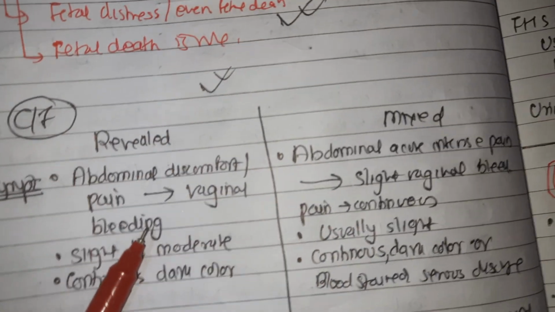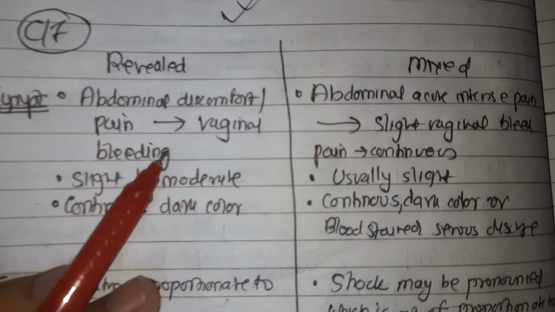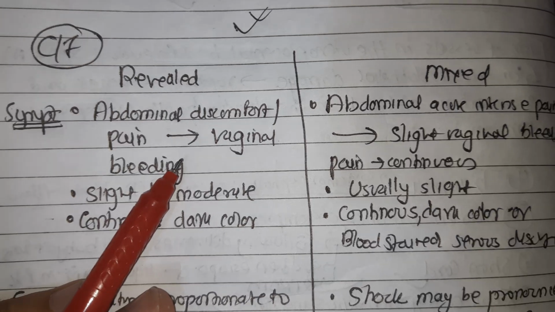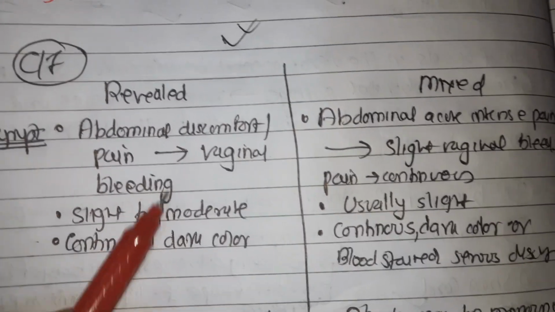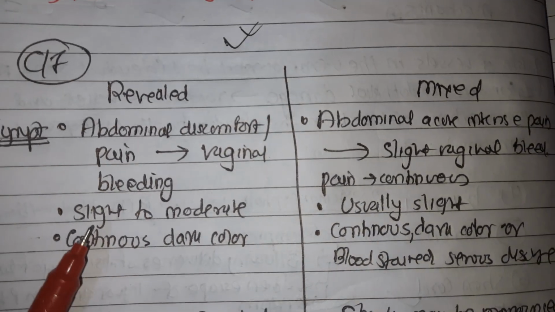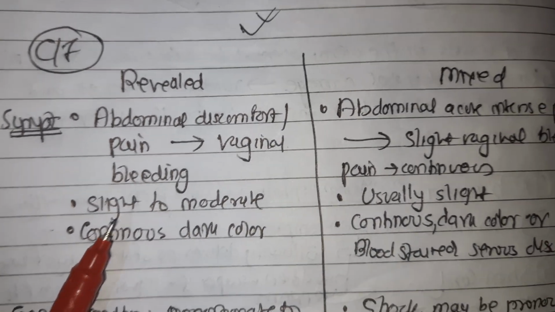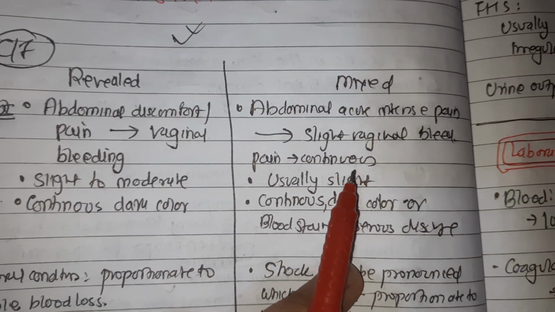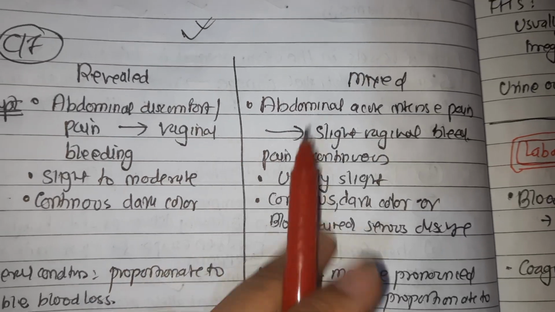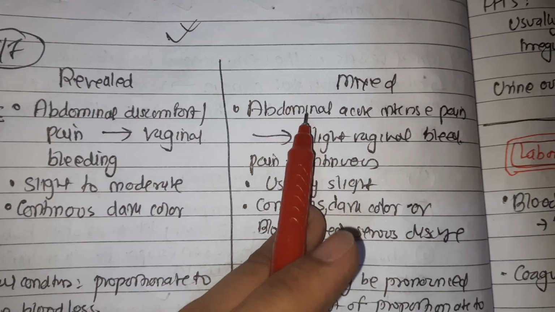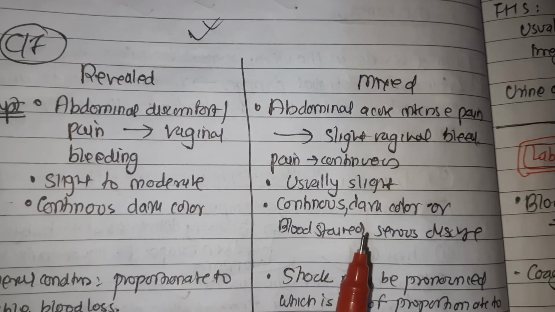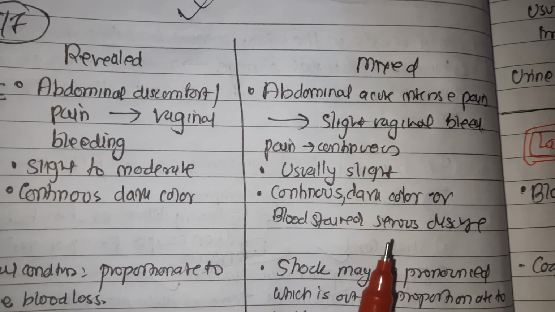The symptoms of the revealed variety are abdominal discomfort or pain followed by vaginal bleeding, and the bleeding is slight to moderate and continuous, dark in color. Whereas in the mixed variety, there is acute intense abdominal pain followed by only slight vaginal bleeding. Pain is more prominent in the mixed type, and the bleeding is slight, with continuous dark color or blood-stained serous discharge.